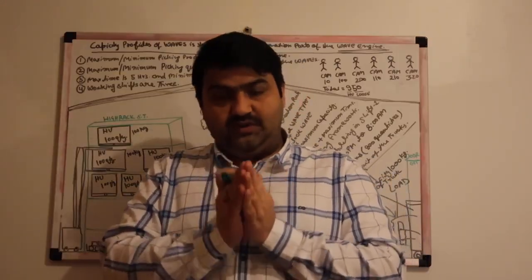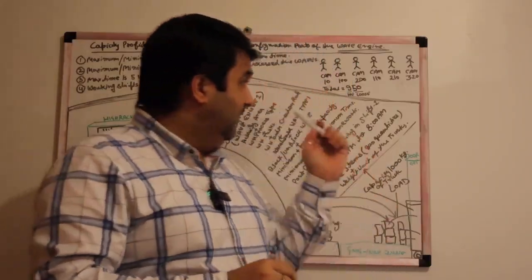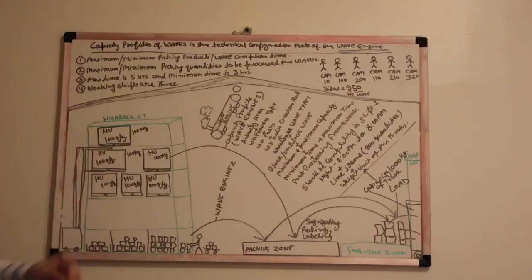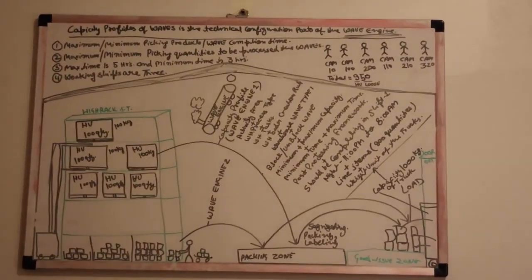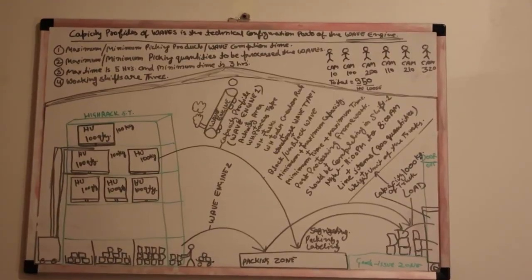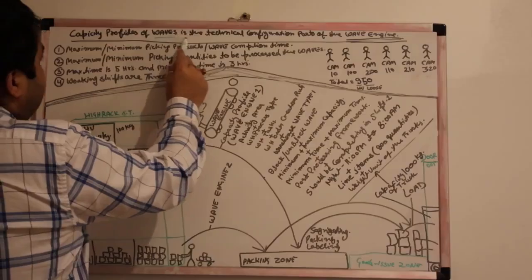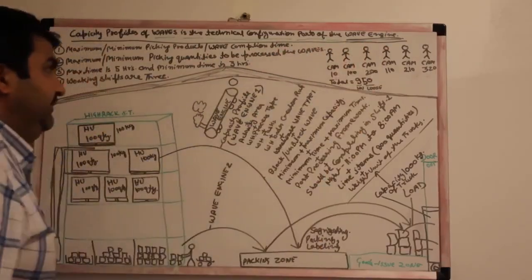Okay, so now I'm going to explain through the board where I wrote the lines, line by line. I will zoom in a little more, then you can see more clearly. Okay, now let's understand. Capacity profile of wave is the technical configuration part of the wave engine.